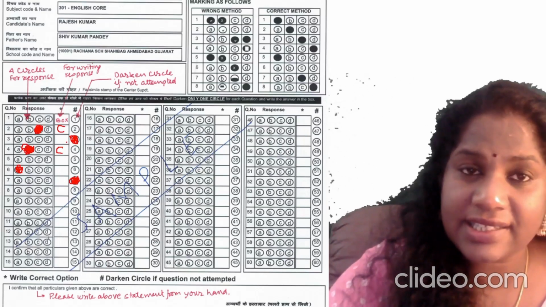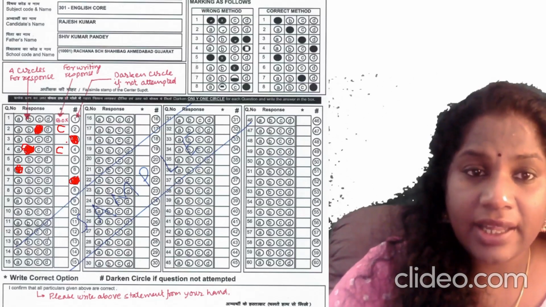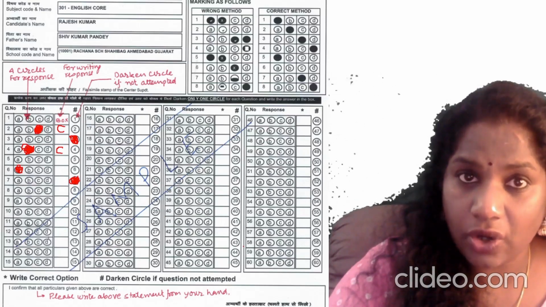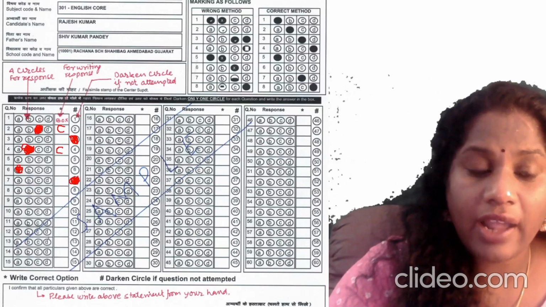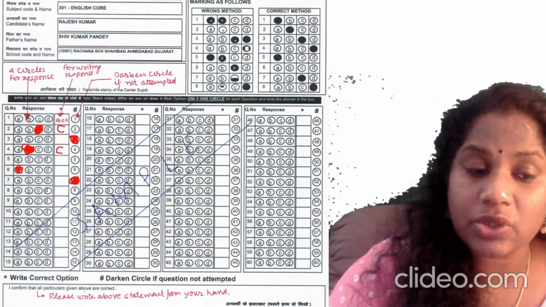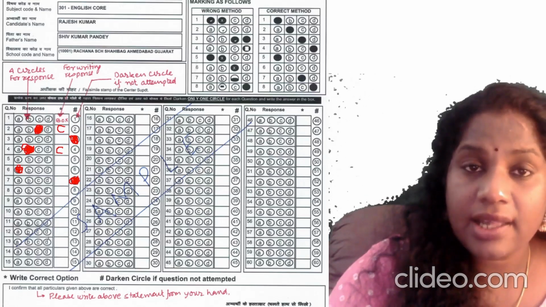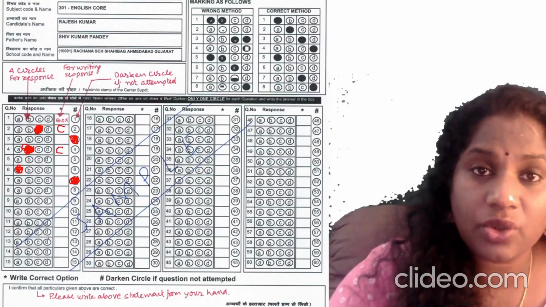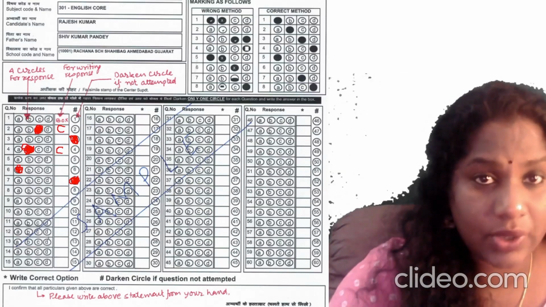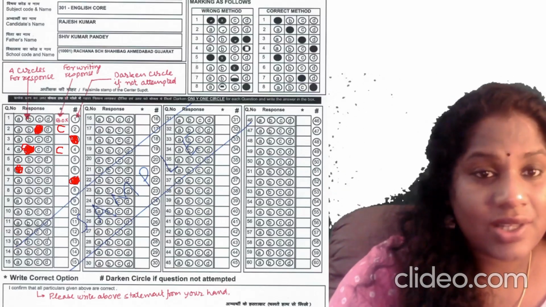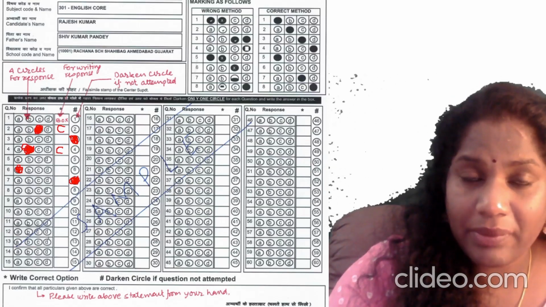Understood? I think these things are clear to you, right? And also, once you finish all your answers, down below you have the statement: I confirm that all my particulars given above are correct. This statement you have to write in your own handwriting and after that put a signature. Okay, so these were the things related to the OMR sheet.